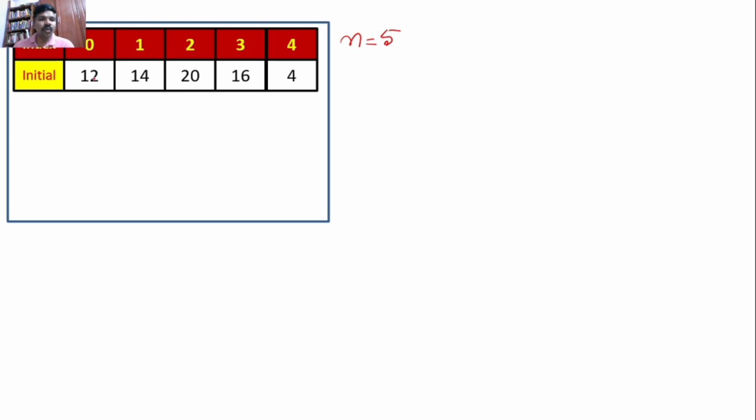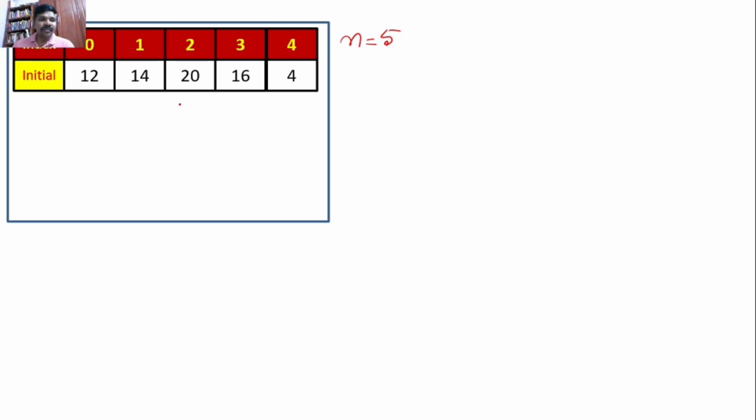I will explain the bubble sort algorithm by taking a suitable example. First, I am considering an array with 5 elements, so I am taking n is equal to 5. Let those elements be 12, 14, 20, 16 and 4. Now my interest is we need to arrange these elements in ascending order.